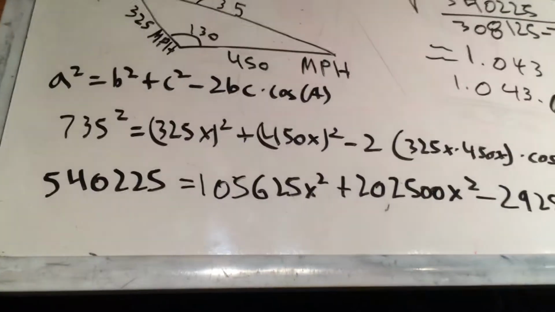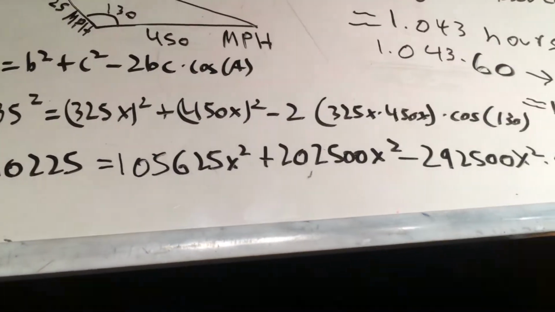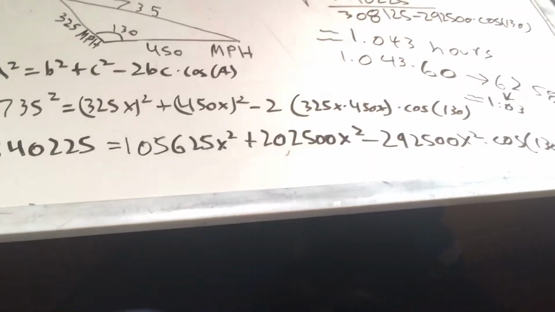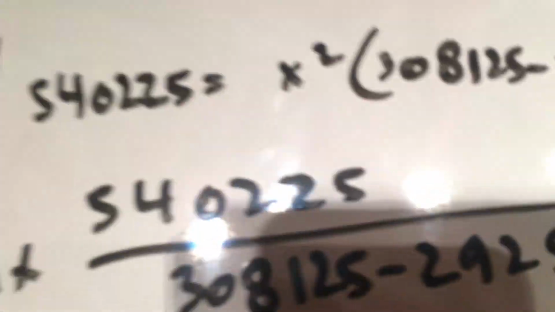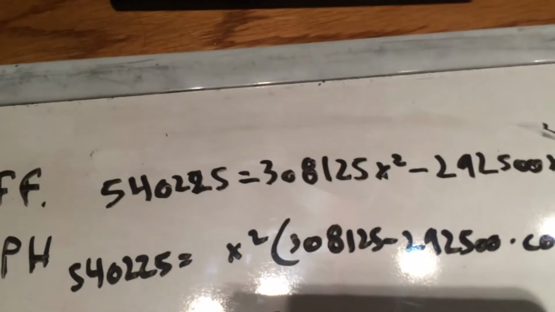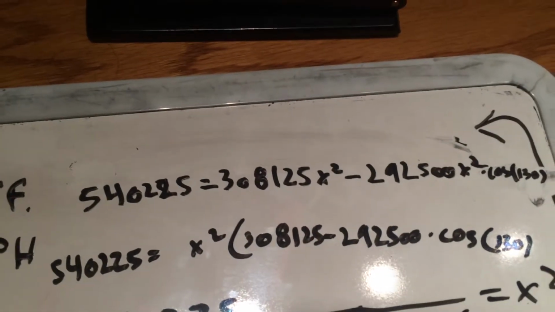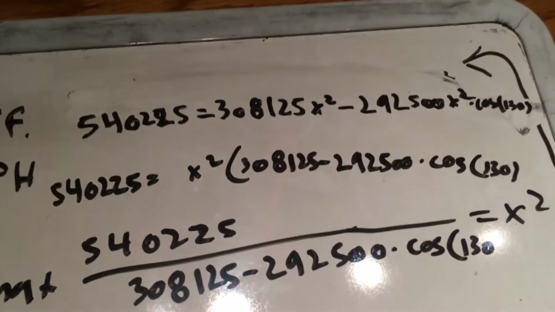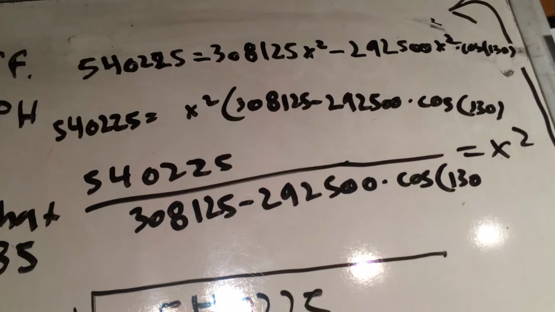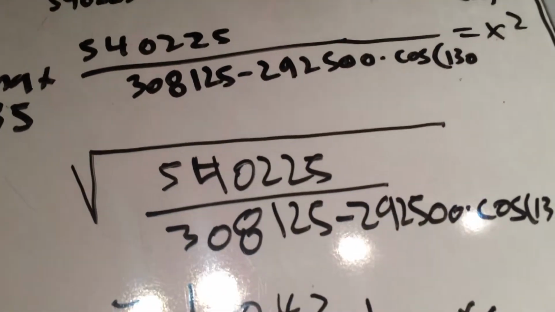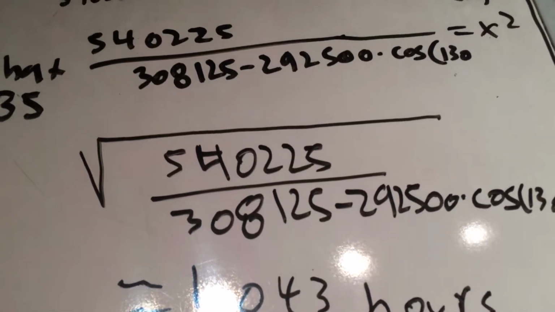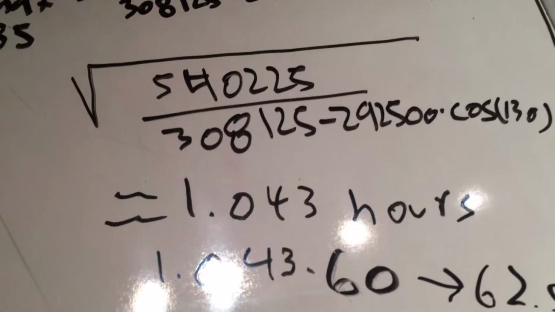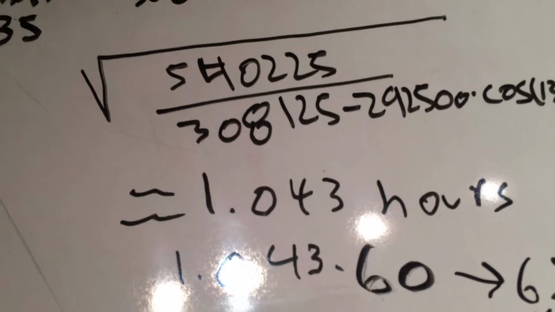And so from there on, I'm just doing some algebra and simplifying. So I multiplied it out in this step. And then to the top, I just did some combining of like terms. Factored out an x squared, because that's what we're trying to solve for, and get it alone. And divided the whole thing. Then took the square root of the whole thing. And then I got 1.043 for x, which is time.